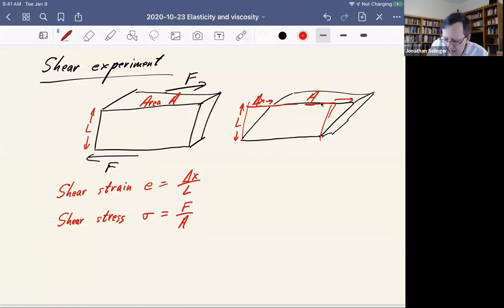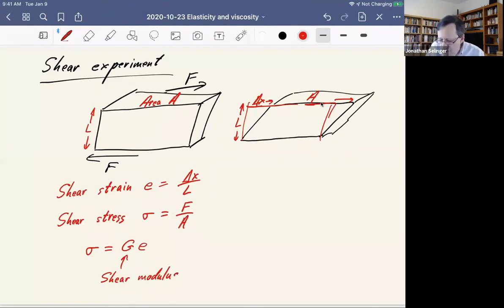Okay, and then these 2 quantities, the stress and the strain, are related to each other by the stress is a modulus times the strain, where this modulus is now called the shear modulus.